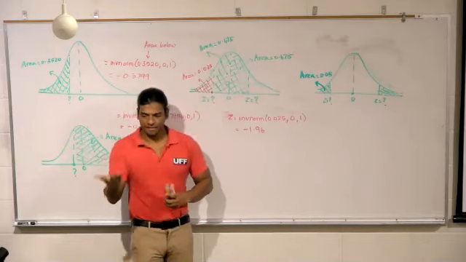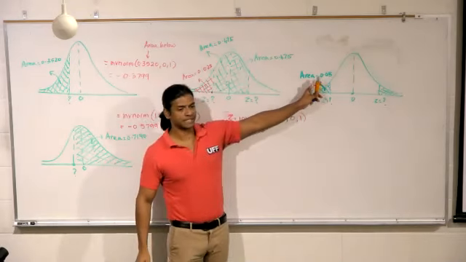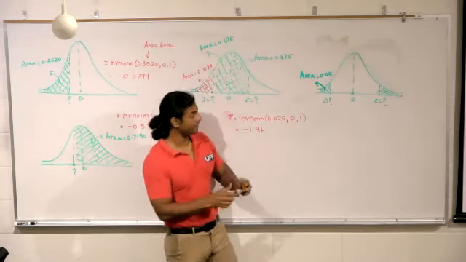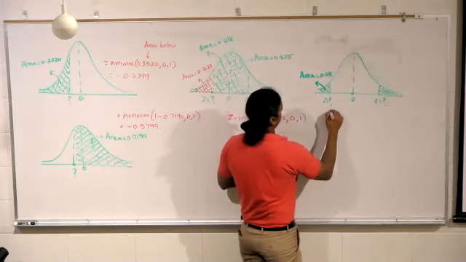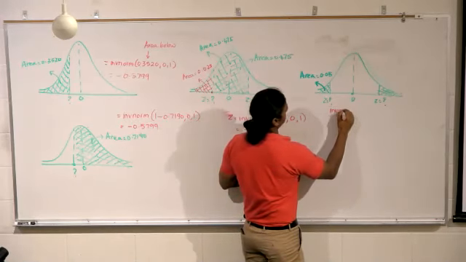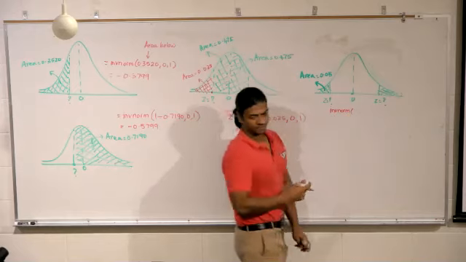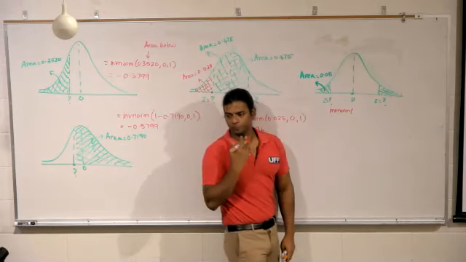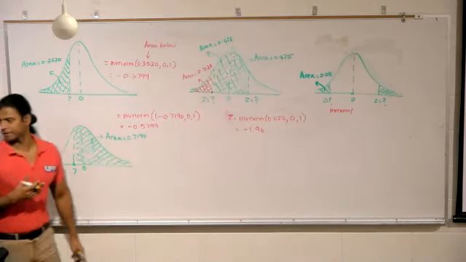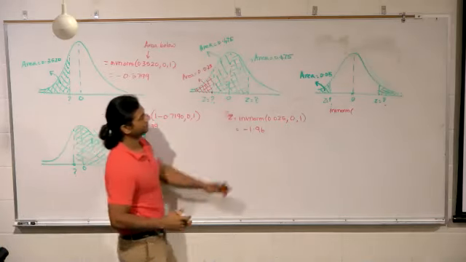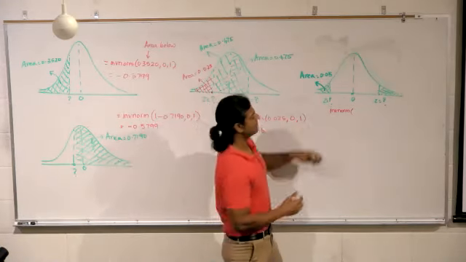So the area below is 5%, which is 0.05. Is that total or is that just on one side? What did the problem say? It was 5% and 5%. So 0.05.